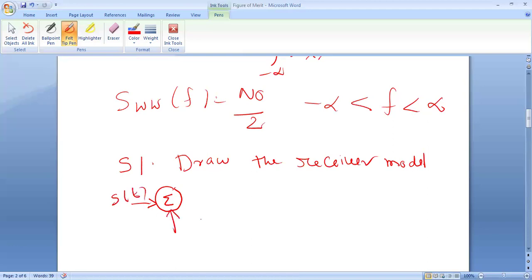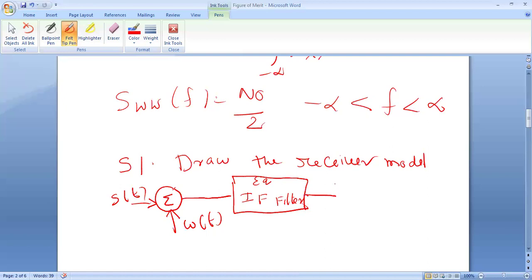The input to the receiver is always the modulated signal s(t), which is corrupted with the white noise w(t), followed by an equivalent IF filter. Why do we use the word IF filter here? Because this section, the IF amplifier, converts the wideband signal into a narrowband signal, which is followed by the demodulator. This is the standard receiver model we consider, and the output is the demodulated signal. If I call the filter output x(t), I denote the demodulated signal as y(t).